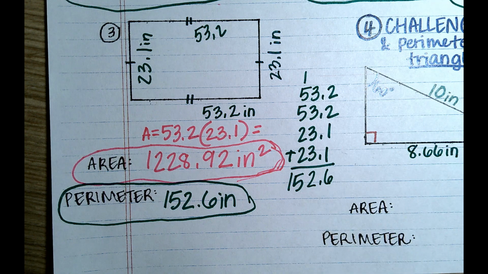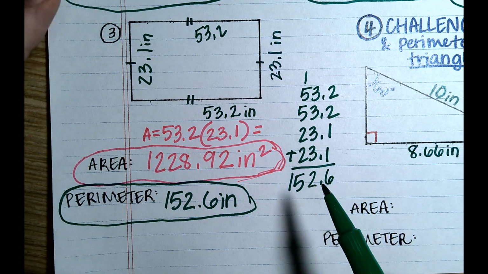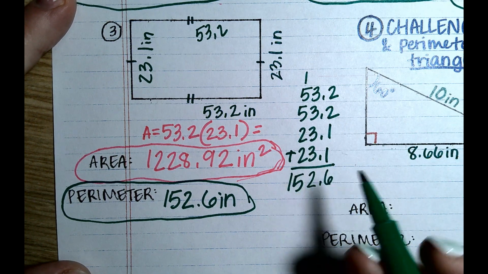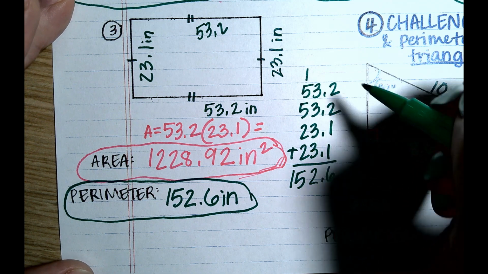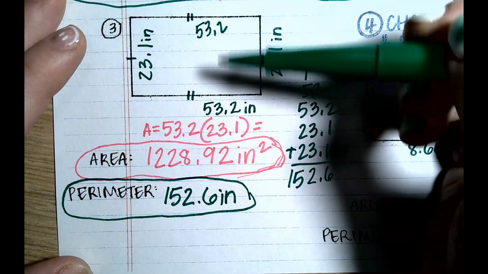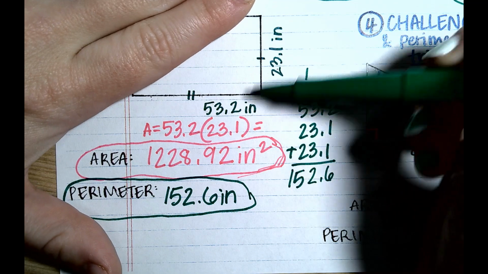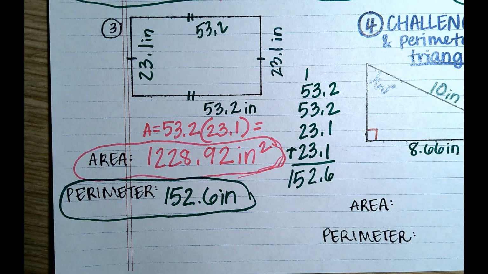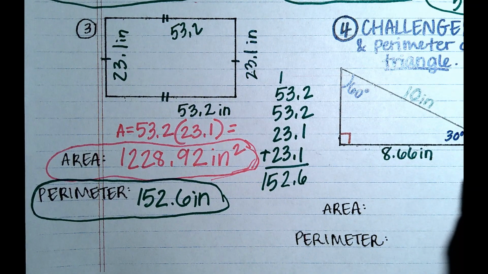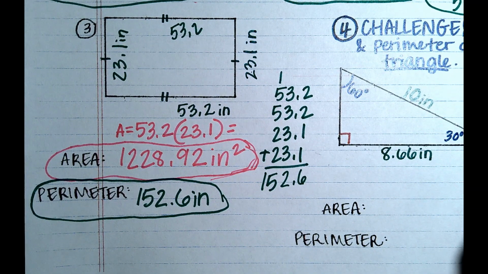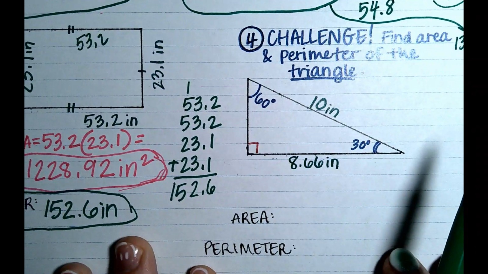What did you do, Erica? I did 53.2 times 2, then 23.1 times 2, and then added those 2 answers together. Gotcha. So Erica decided to multiply each side that was given times 2 and then add those 2 larger numbers together. And of course, you got the same answer, so that's good. Perfect. Multiple ways to find perimeter. Okay, any questions on number 3? Everybody got them?